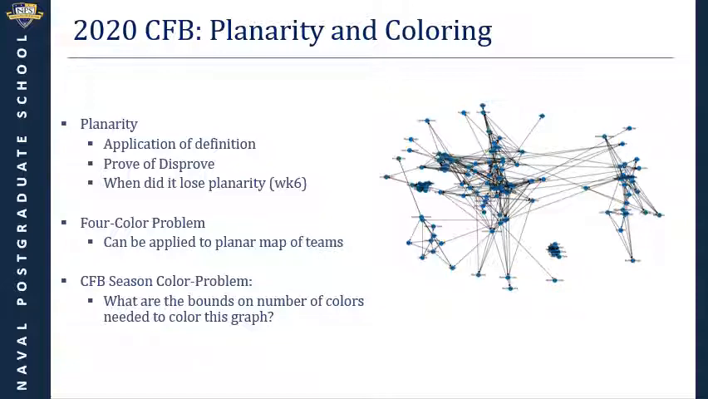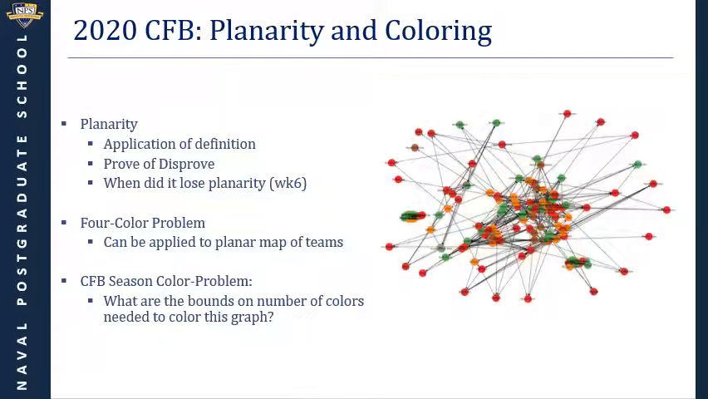Using an automated greedy coloring algorithm, we discover that the chromatic number for this CFB graph is 5, and that this graph requires 5 different colors to accomplish our coloring goal, even though 125 of the 126 vertices can be colored with only 4 colors.